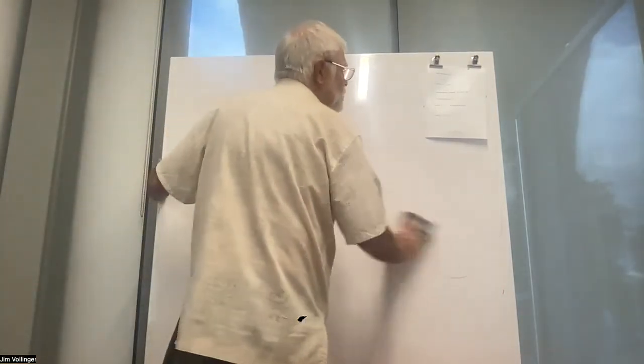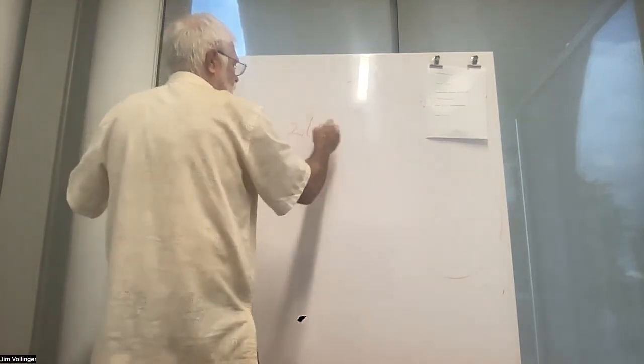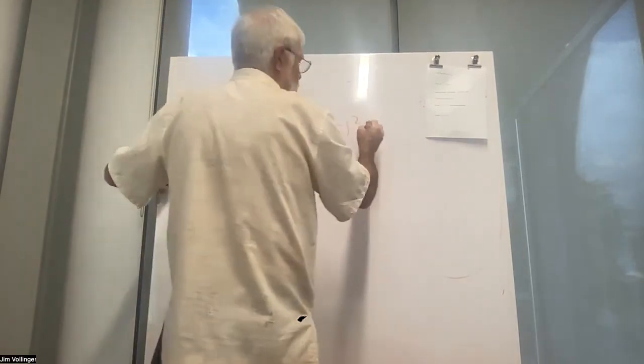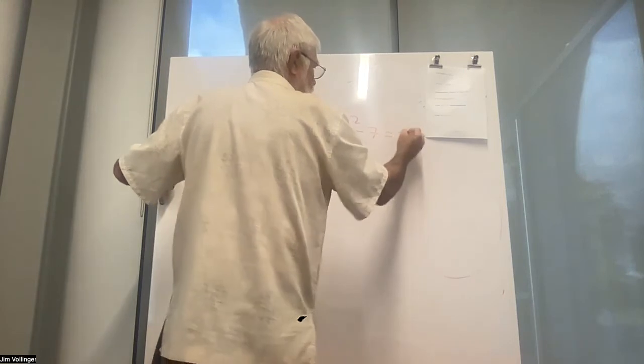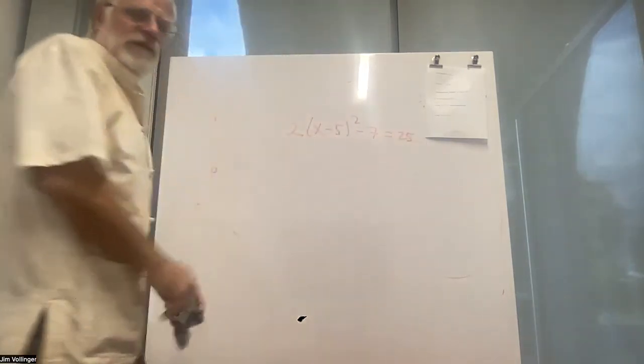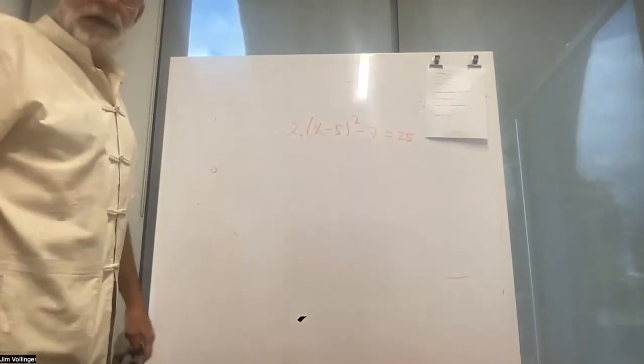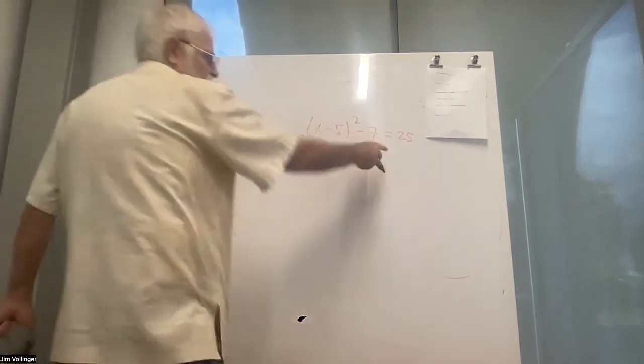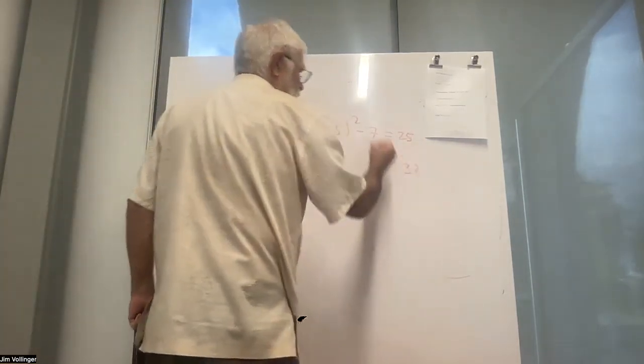Right. Almost done here. Last one. Oh, thank God. 2x minus 5 squared minus 7 equals 25. I don't see any reason I can't do the same thing that I did in the last problem. I think I can add 7. 32, that takes care of that.